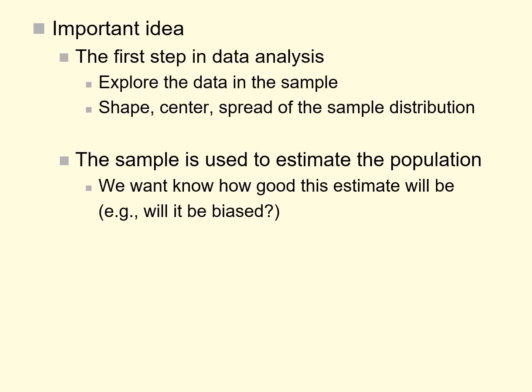The important idea here at this point is that the first step in data analysis usually is, or probably usually should be, to explore the data in the sample, to get a sense of what its shape is like, to get a sense of where its center or location is, and to get a sense of its dispersion or spread. Why is this so important? Well, we're trying to use this sample of data to estimate features of a population of data, and we want to know how good those estimates are going to be. We want to get a sense of if our estimates are likely to be fairly robust, or if they're likely to be fairly biased, which could be, of course, problematic.